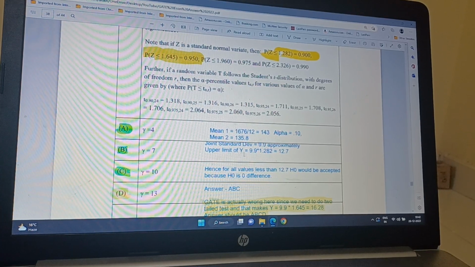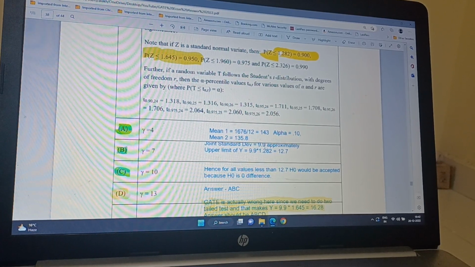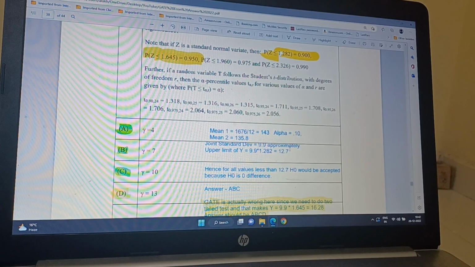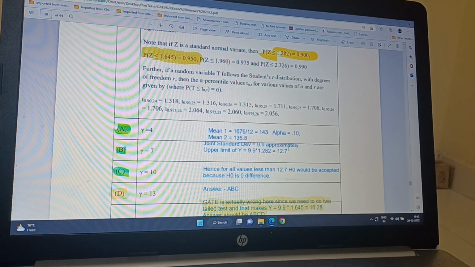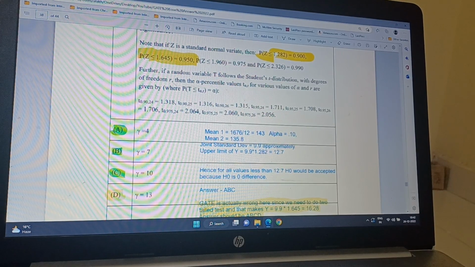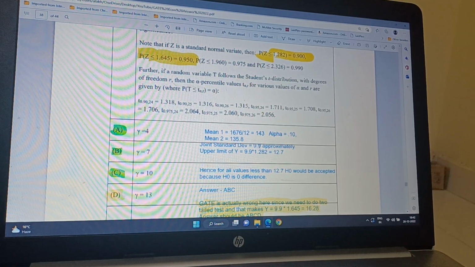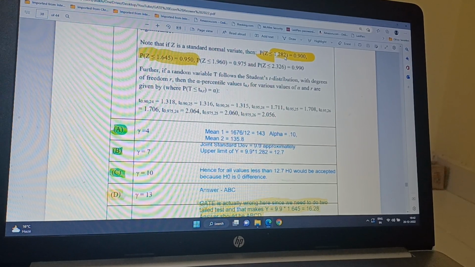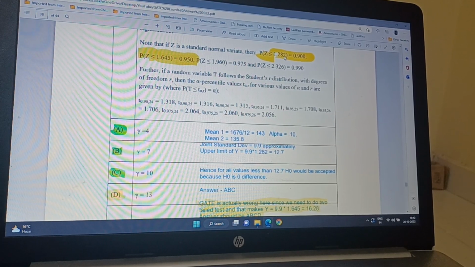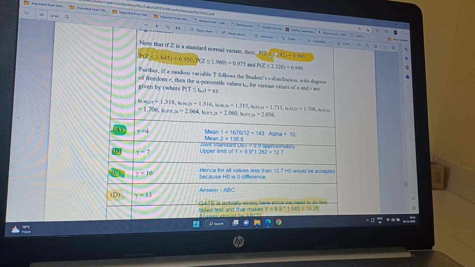So now joint standard deviation I calculated is 9.9 approximately. And how do you calculate joint standard deviation? This one is under root of n1 s1 square plus n2 s2 square divided by n1 plus n2. And I got the value 9.9. So first I used this Z value 1.282 just to check how much it gives if I take one tail test.